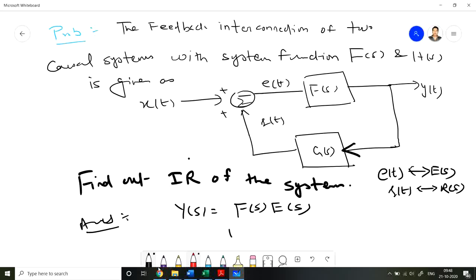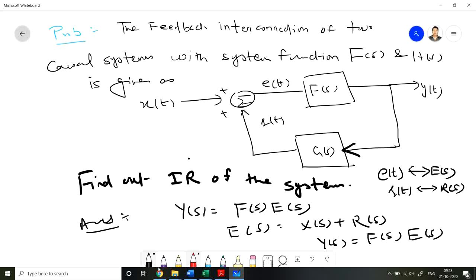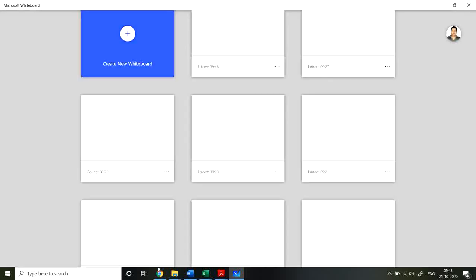So what is E(s)? E(s) is equal to X(s) plus R(s). And what is Y(s)? Y(s) is F(s) multiplied by E(s). So we can use the value of E(s). It is better to write in the next slide.